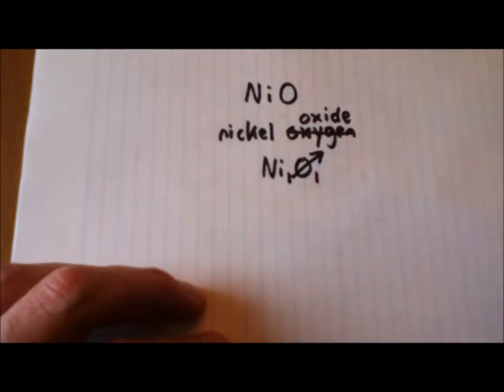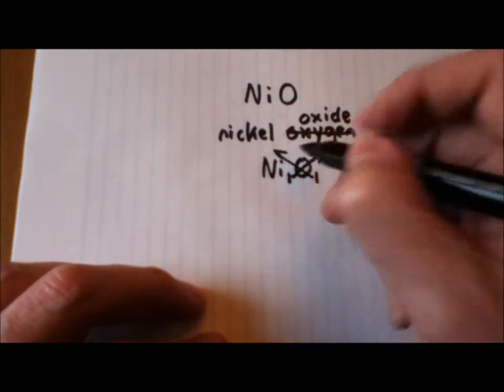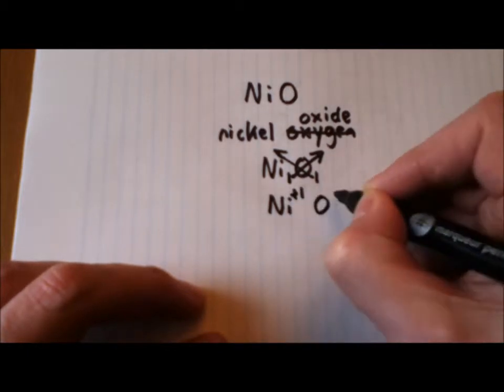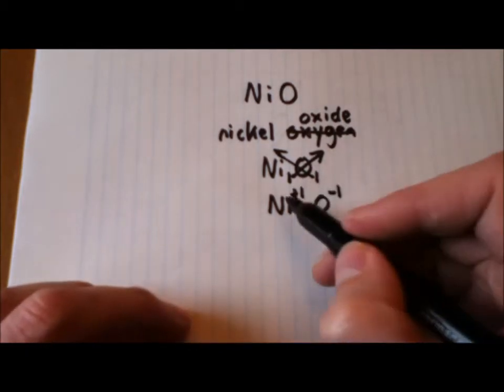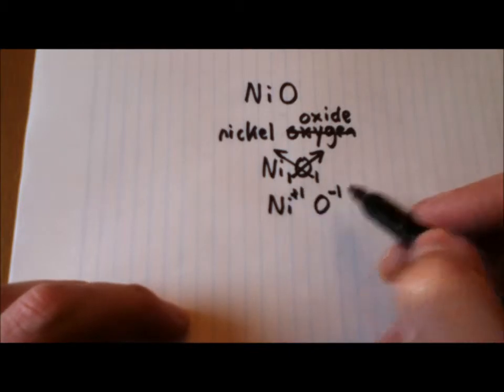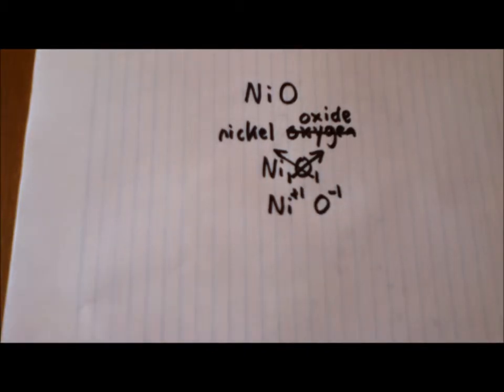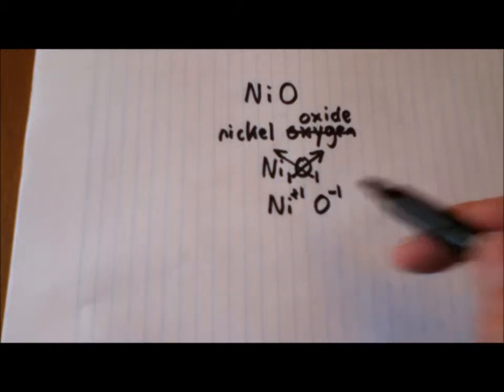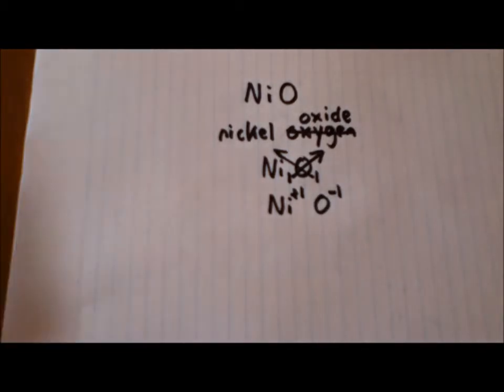So that one goes up there, and that one goes up there. Our charge now is Ni positive 1, and O negative 1. Remember, metals get positive charges, and non-metals get negative charges. Now we have to check the charges, specifically on the non-metal. Does oxygen, in fact, get a charge of negative 1?